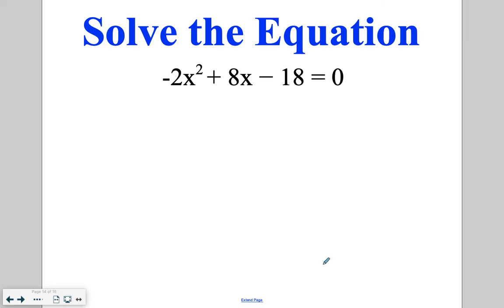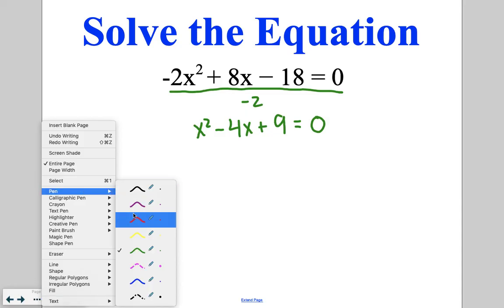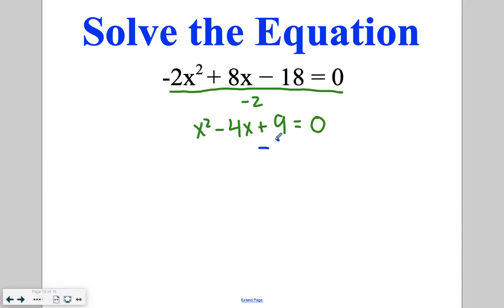Last thing I want to talk about here, again, we have something in front, so I'm going to start by dividing everything, including the answer, by that value. So I've got x squared minus 4x plus, when I divide by 2, that's going to be plus 9 is equal to 0. Then I need to get rid of that 9 on both sides. So I'm going to subtract 9 so I can get my x's isolated. So I've got x squared minus 4x is equal to negative 9.